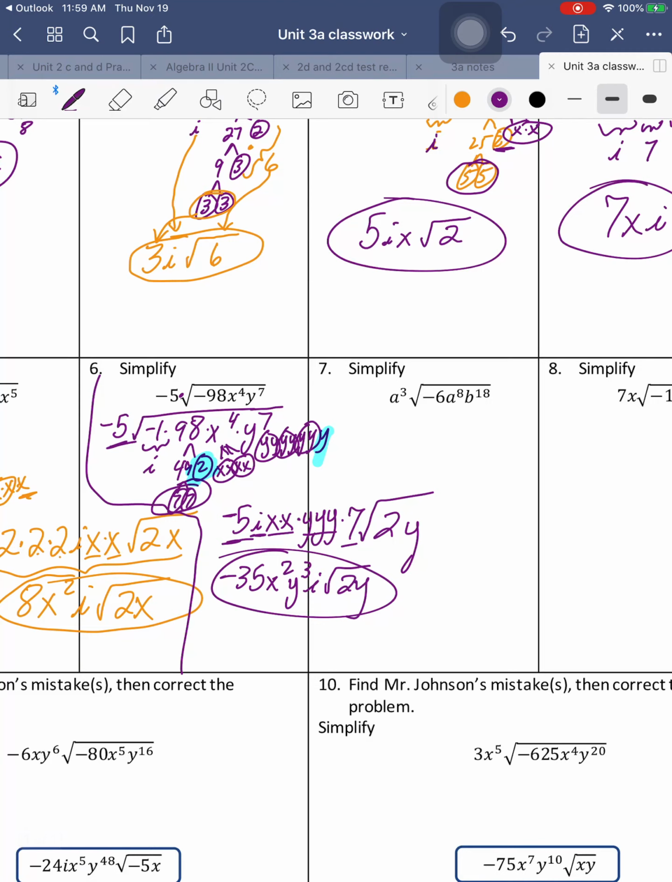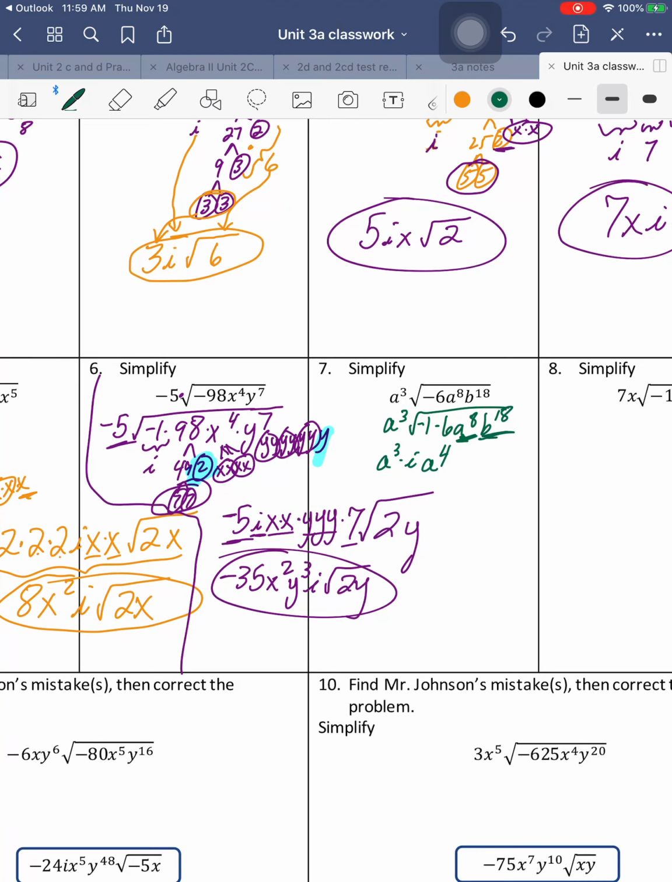All right, next one. We have a to the 3rd. Don't forget about that negative, is the square root of negative 1 times 6, a to the 8th, b to the 18th. So we have square root of negative 1 is I, so that's a to the 3rd times I. A to the 8th, how many pairs can you take out of a to the 8th? Well, 4, so another way to do this is just a to the 4th.